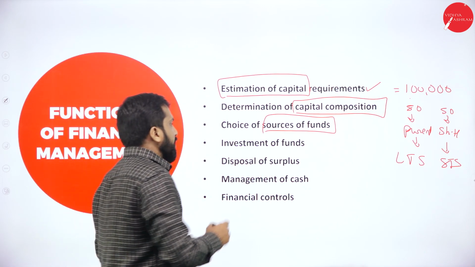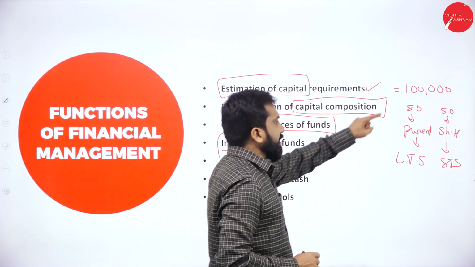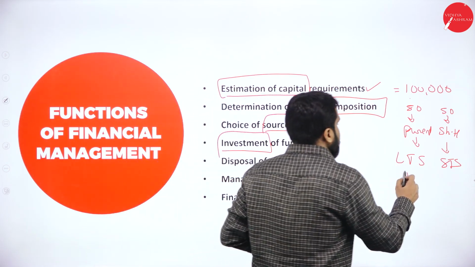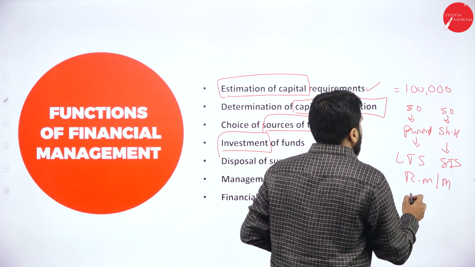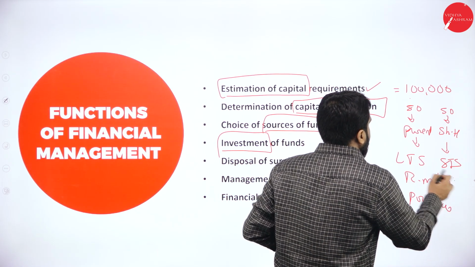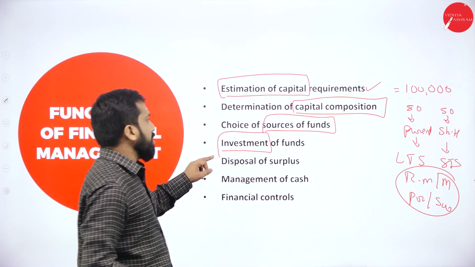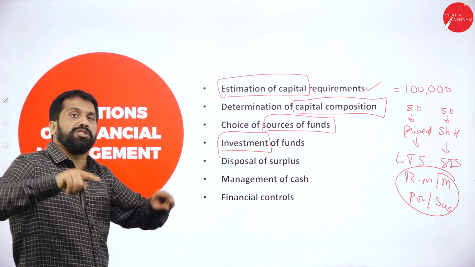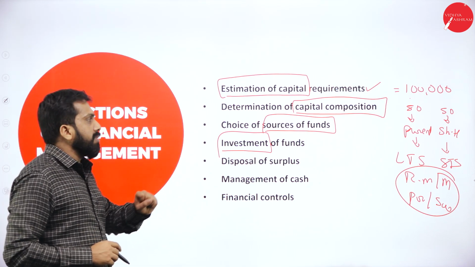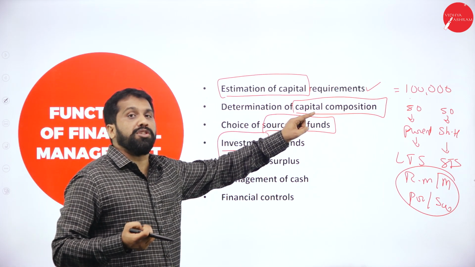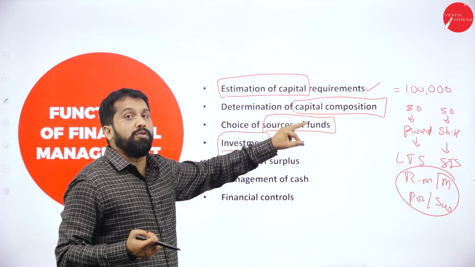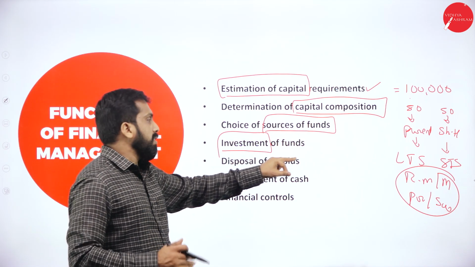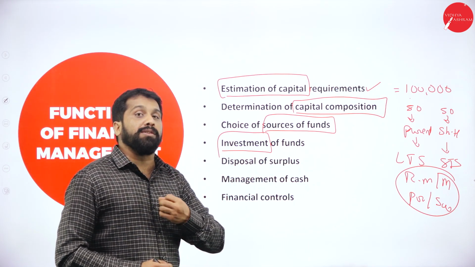Next, investment of fund. You have collected 1 lakh. 1 lakh, what you will do? You will invest in raw materials, machinery, and your premises, salary, everything you will spend. That is called investment of fund. Hope you are getting. Go point by point. Create a story in that. You will understand better. So, first, you will decide how much you need. Second, you will decide from whom you will take. Third, you will decide whether it is a long term or short term. Then you will decide where to invest.